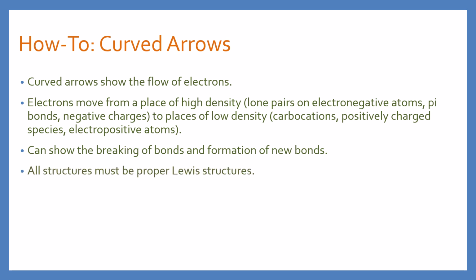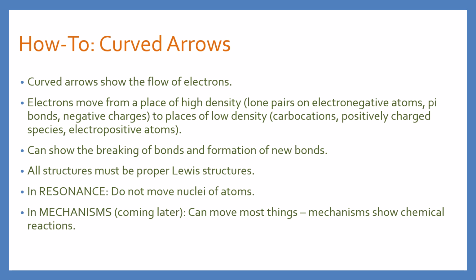Anytime you are drawing curved arrows to show either resonance forms or even a reaction mechanism, all structures must be proper Lewis structures. When you are drawing curved arrows to show resonance, you never move the nuclei of atoms.